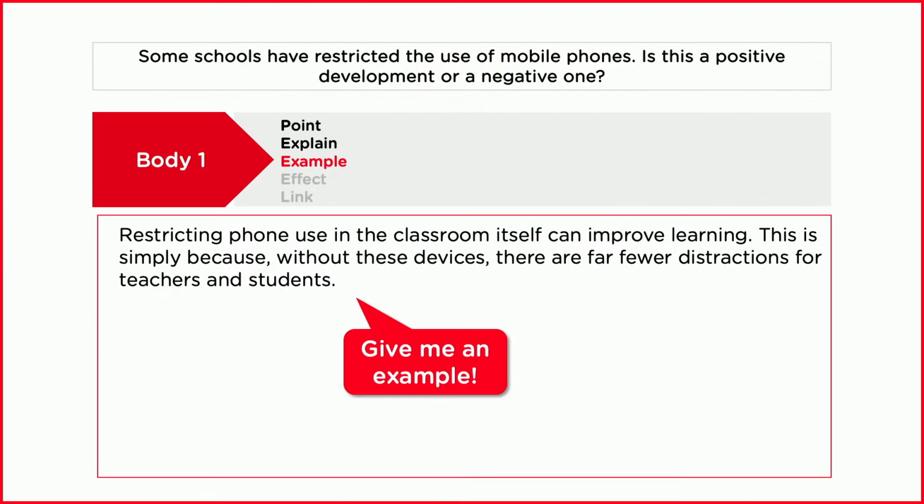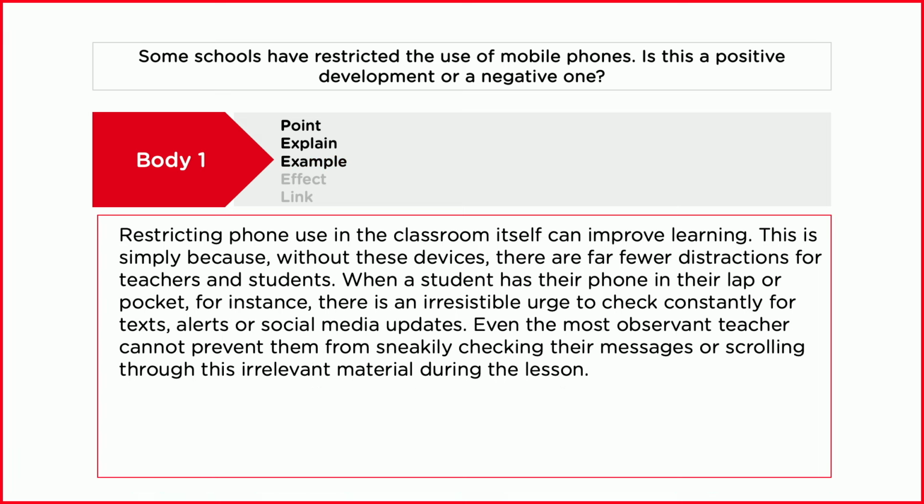And here's how I've developed that example. This is simply because without these devices, there are far fewer distractions for teachers and students. When a student has their phone in their lap or pocket, for instance, there is an irresistible urge to check constantly for texts, alerts, or social media updates. Even the most observant teacher cannot prevent them from sneakily checking their messages or scrolling through irrelevant material during the lesson. So my example is 2 sentences long there, and I'm trying to paint that picture of the reality of phones in the classroom.